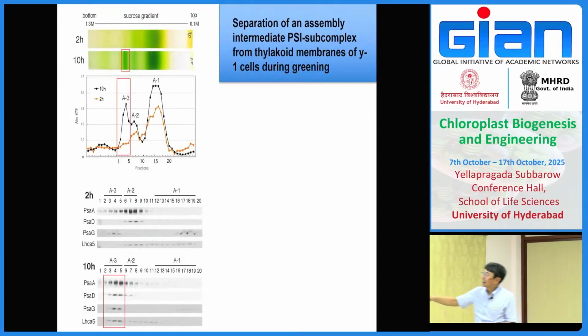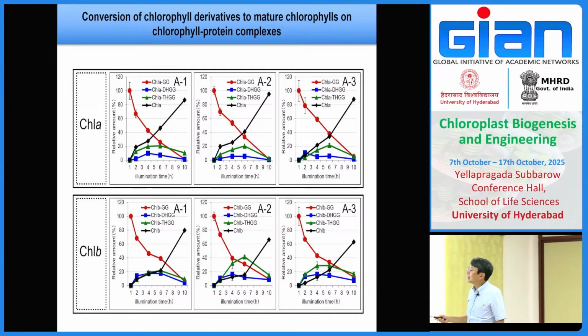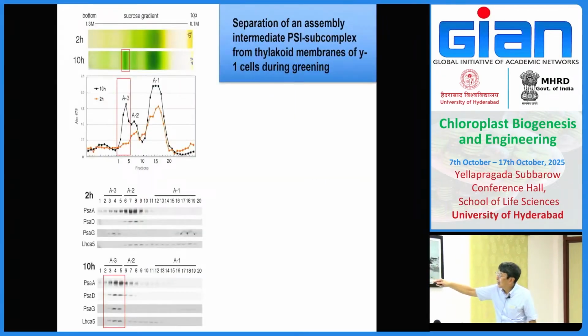Then we analyzed the pigments in the A3, A2, and A1 fractions. This is not the total, but the pigment composition in each chlorophyll protein complex, and how it changes during illumination. As expected, chlorophyll A increases during illumination in the A1 fraction. And geranylgeranyl chlorophyll A, the first one, goes down.